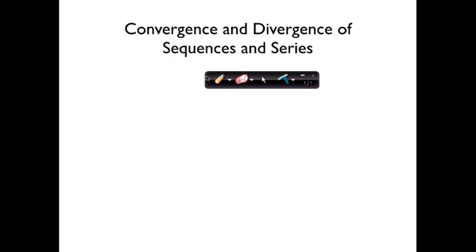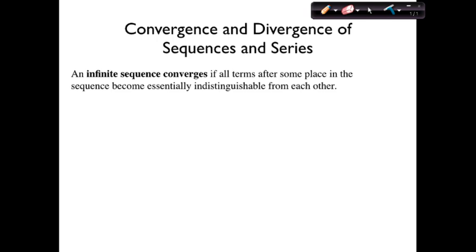Okay, so convergence and divergence of sequences and series. So let's start with sequences first. An infinite sequence converges if all the terms after some place in the sequence become essentially indistinguishable from each other. So we start marching down the sequence, and way out down the list, the values start honing in on a particular value and getting so close that you can't really tell the difference between them anymore.